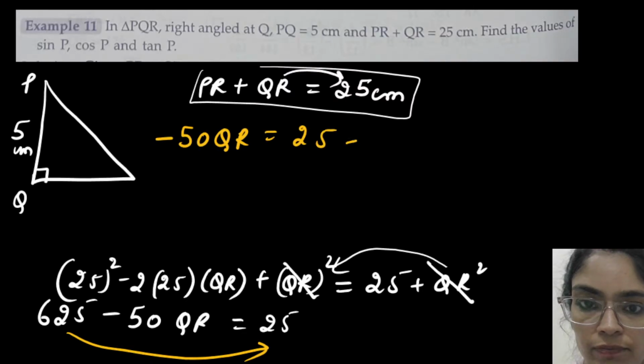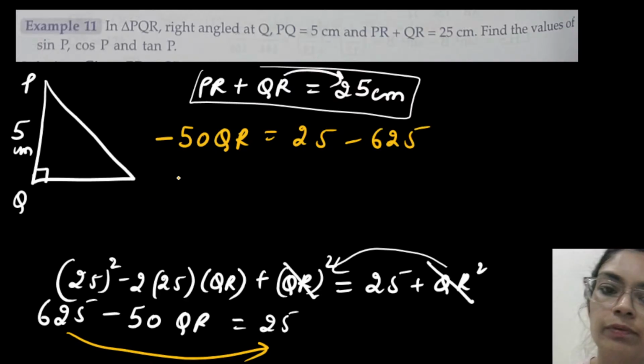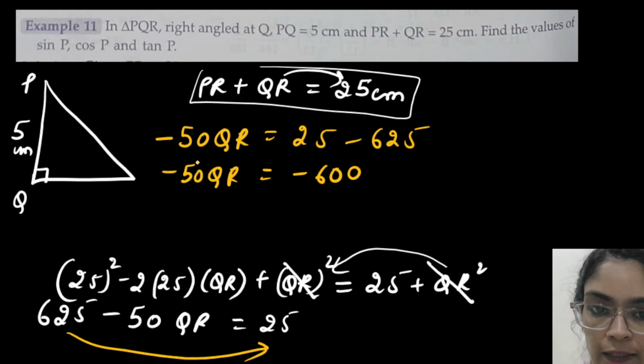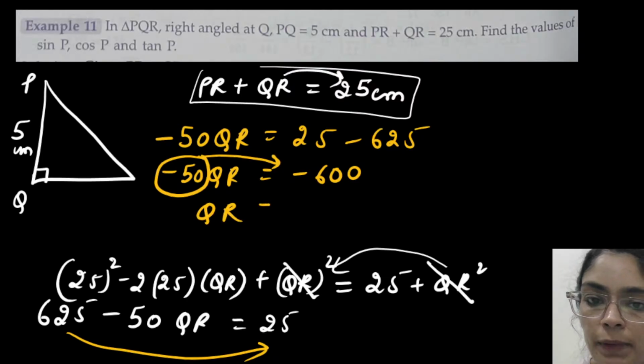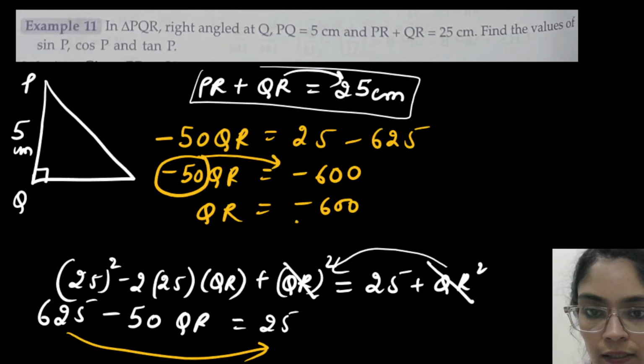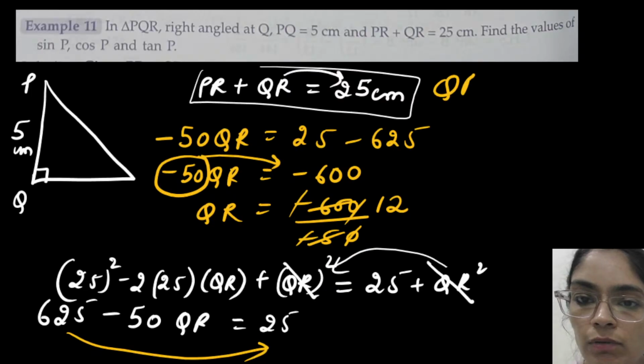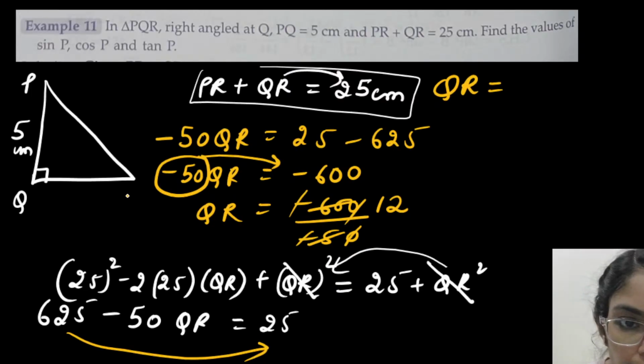So this is 25 minus 625. When I minus this, plus minus is minus, so this will be minus 600, and this is minus 50 QR. QR I have to find, so let's shift minus 50 to the other side. It will get divided by minus 50. Minus and minus sign will get cancelled. So 600 divided by 50 is 12. So we found the value of QR. Here I have QR as 12.